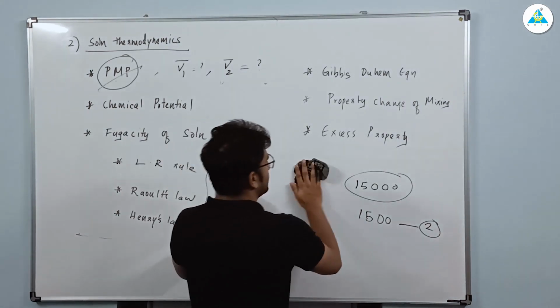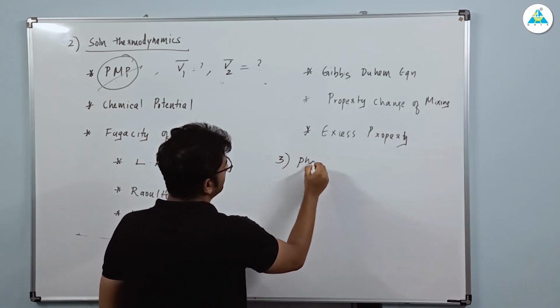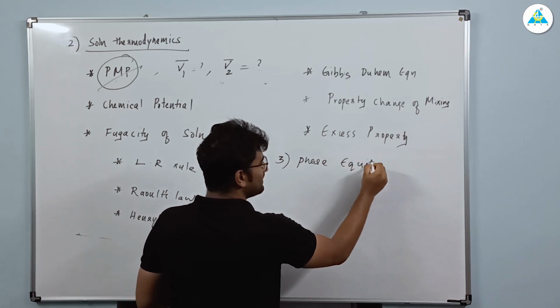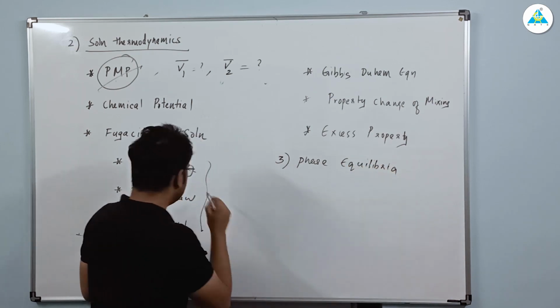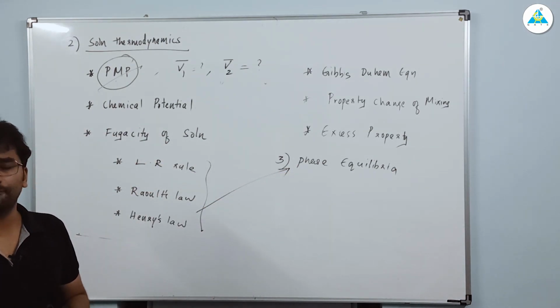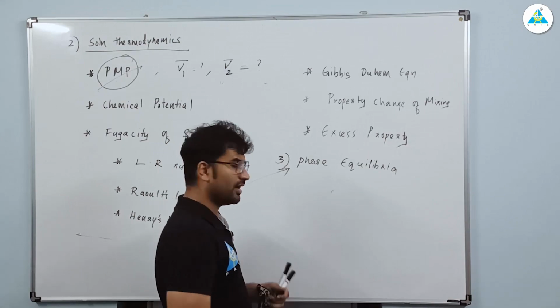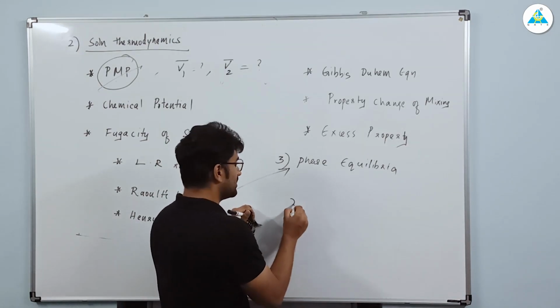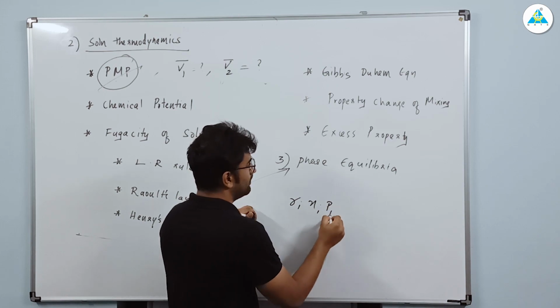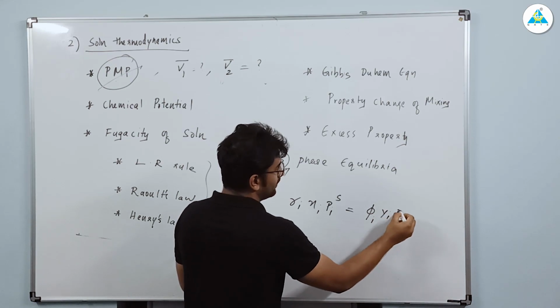Now once this chapter is done, the third chapter is our phase equilibrium. Phase equilibrium is a very simple chapter. These 3 laws, everything is connected to this phase equilibrium. If you remember one equation, one equation is enough. The questions based on this chapter can be easily solvable if you remember one equation and understand its application, that is gamma i xi pi power s is equal to your fugacity coefficient into yi into P.